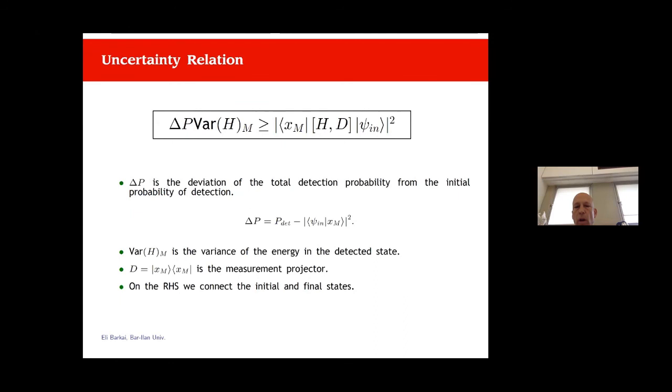And so instead of delta P here, you have the fluctuation of time of arrival. And then instead of the variance of H, you have the difference between the upper energy, the E max, and the E min in the system. So the first answer is that there is a second uncertainty principle, but it's not this one, because this one is related to the detection probability.